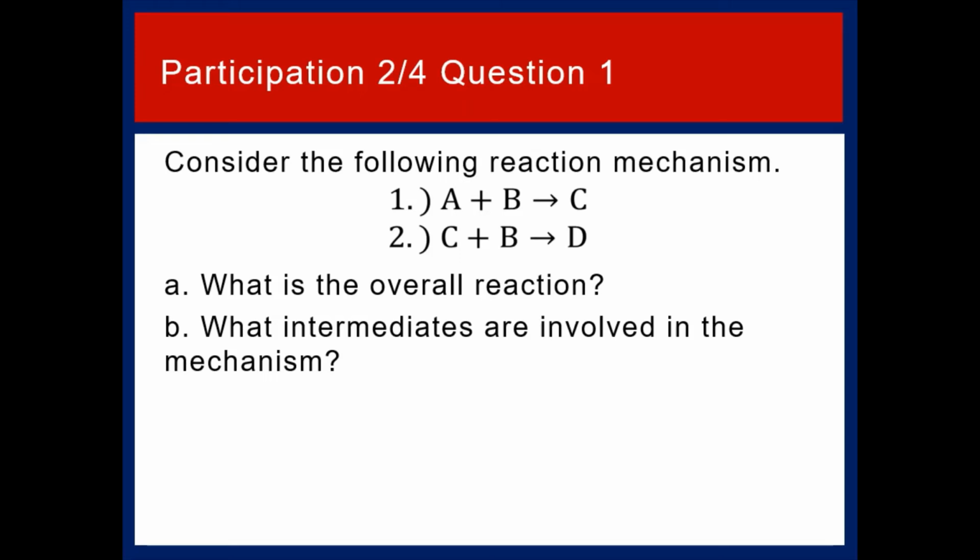Again, consider the following reaction mechanism. Step 1 is A plus B goes to C. Step 2 is C plus B goes to D. I want to know what the overall reaction is and what intermediates are involved in the mechanism. If you're typing that up on Blackboard, don't worry too much about getting the arrow correct. You don't need to worry about format or getting anything technical. However you want to put it in there is fine. You don't need to worry about the exact symbols.